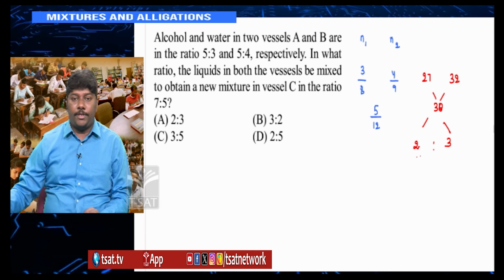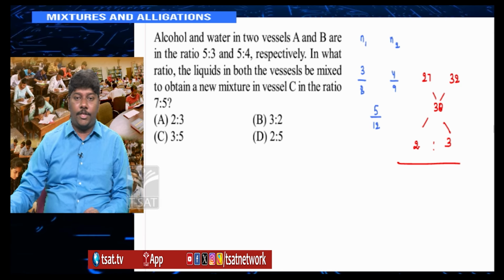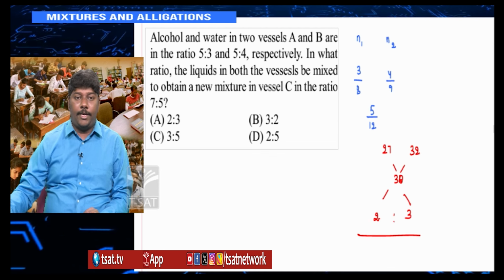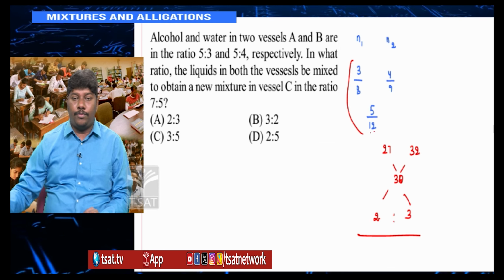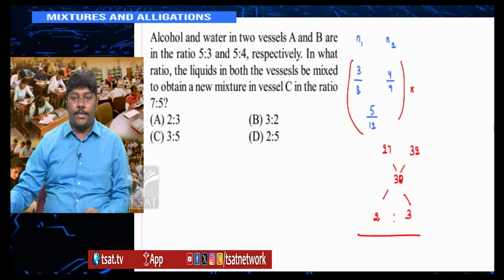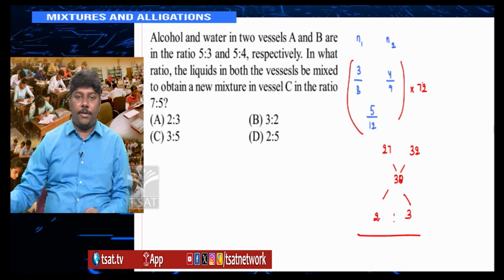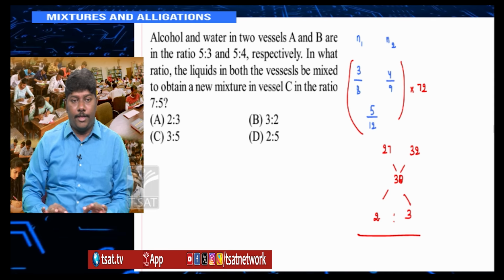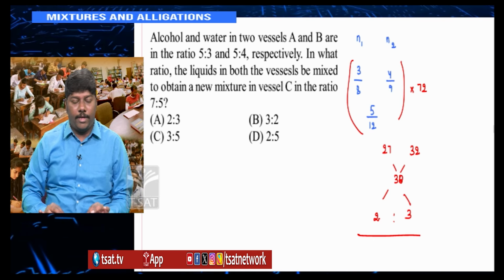So, in what ratio you must add them? You must add them in the ratio 2:3. I am multiplying everything with what? I am multiplying everything with 72. How do I get this 72? The LCM of all the denominators, LCM of 8, 9, 12, 72. So, just do LCM of all the denominators and multiply it with the LCM, you will get the answer.